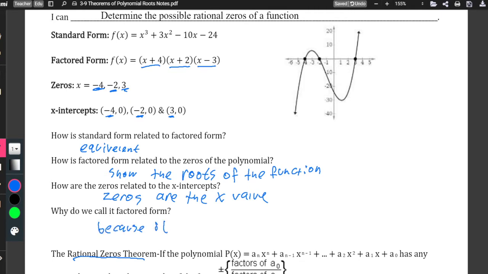Because it's made of the factors. Similarly, if we think of 4, it has the factors of 1, 4, and 2. So 1 and 4, 2 and 2. These are the factors that, when multiplied together, make this.